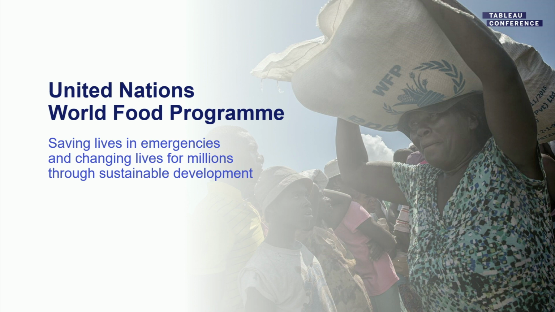So jumping back a little bit, United Nations World Food Programme is the world's largest food assistance humanitarian organization, and we are present in 83 countries across the globe. In order to meet our objectives of saving lives in emergencies and changing lives for the millions through sustainable development, we really need accurate, reliable, and timely data and information.